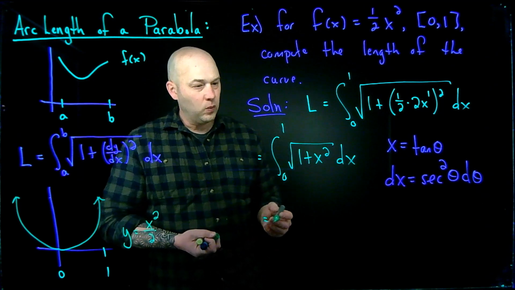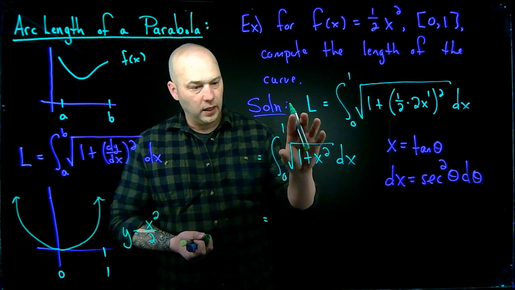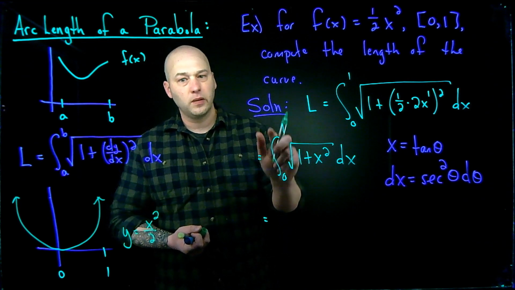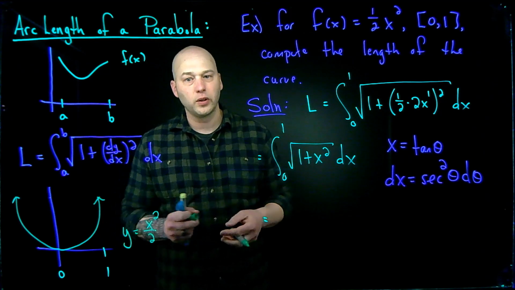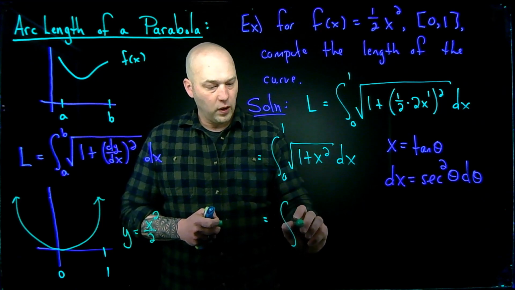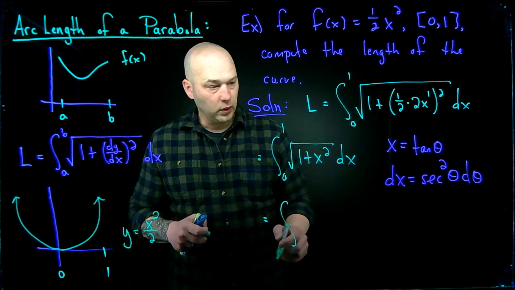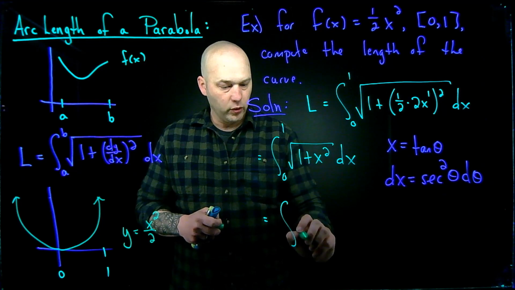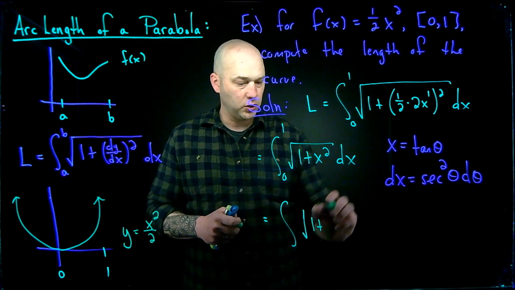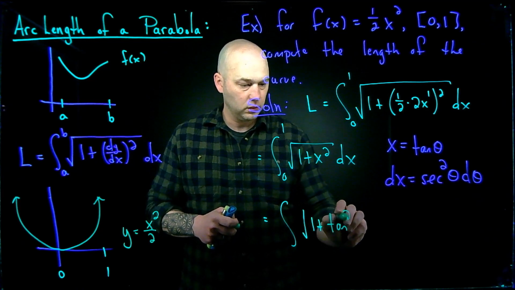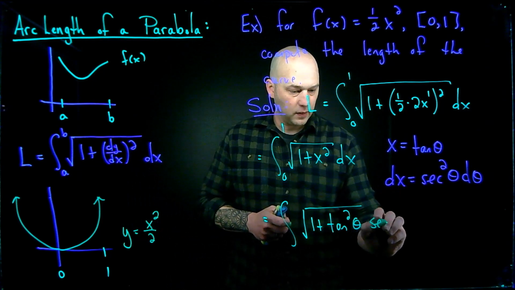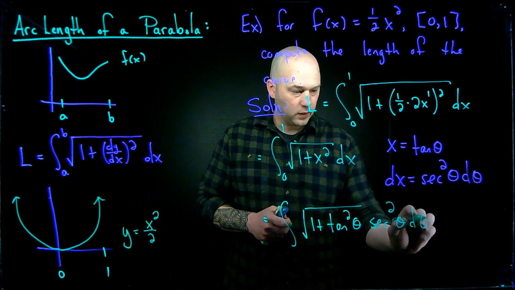And again, when we go from, say, an algebraic integrand to a trig integrand, we usually leave off the limits of integration, and then we convert back to the original variable in the end, which is what I'll do. So this would be the integral from something to something. We'll leave that off. And this would be the square root of 1 plus tangent squared theta. And then dx is secant squared theta d theta.